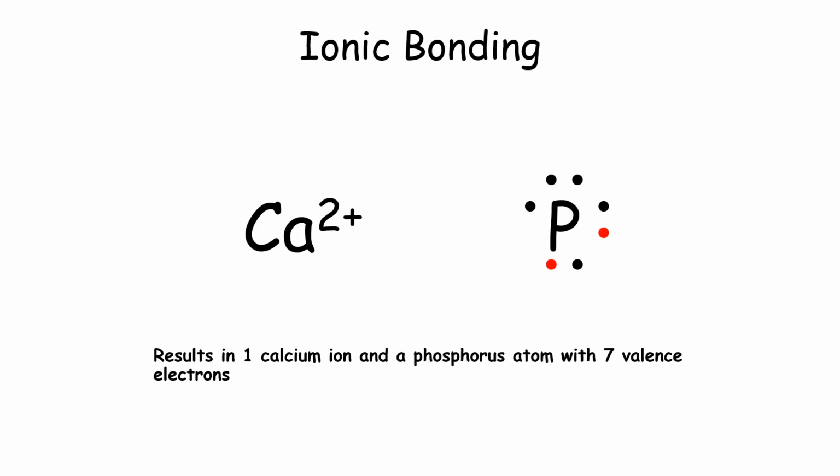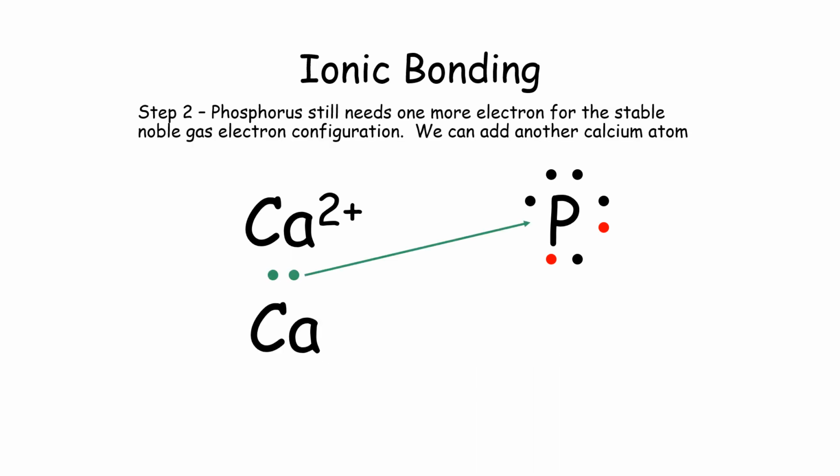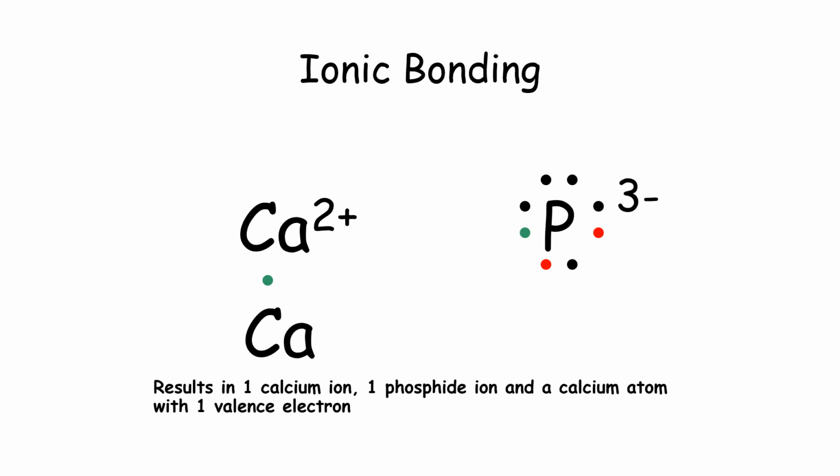Now, calcium has a positive 2 charge because it just lost 2 electrons, and phosphorus now has those 2 electrons, but it still only has 7 valence electrons. It needs 1 more. So what can we do in that case? Well, we can go ahead and take another calcium. Now, that calcium is going to donate 1 of its electrons to phosphorus. So now phosphorus has a complete octet, and it has a -3 charge because it has 3 extra electrons, and it has 8 valence electrons.